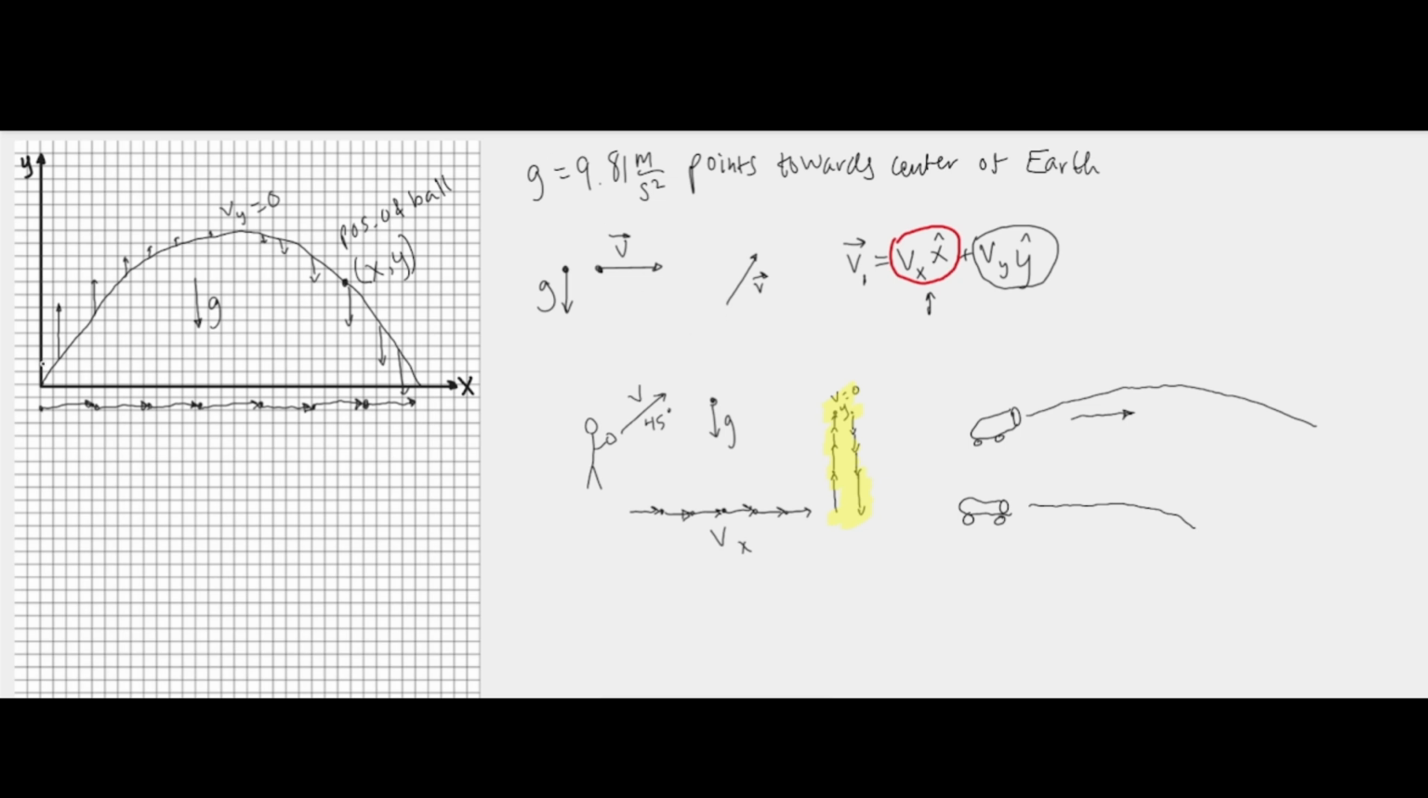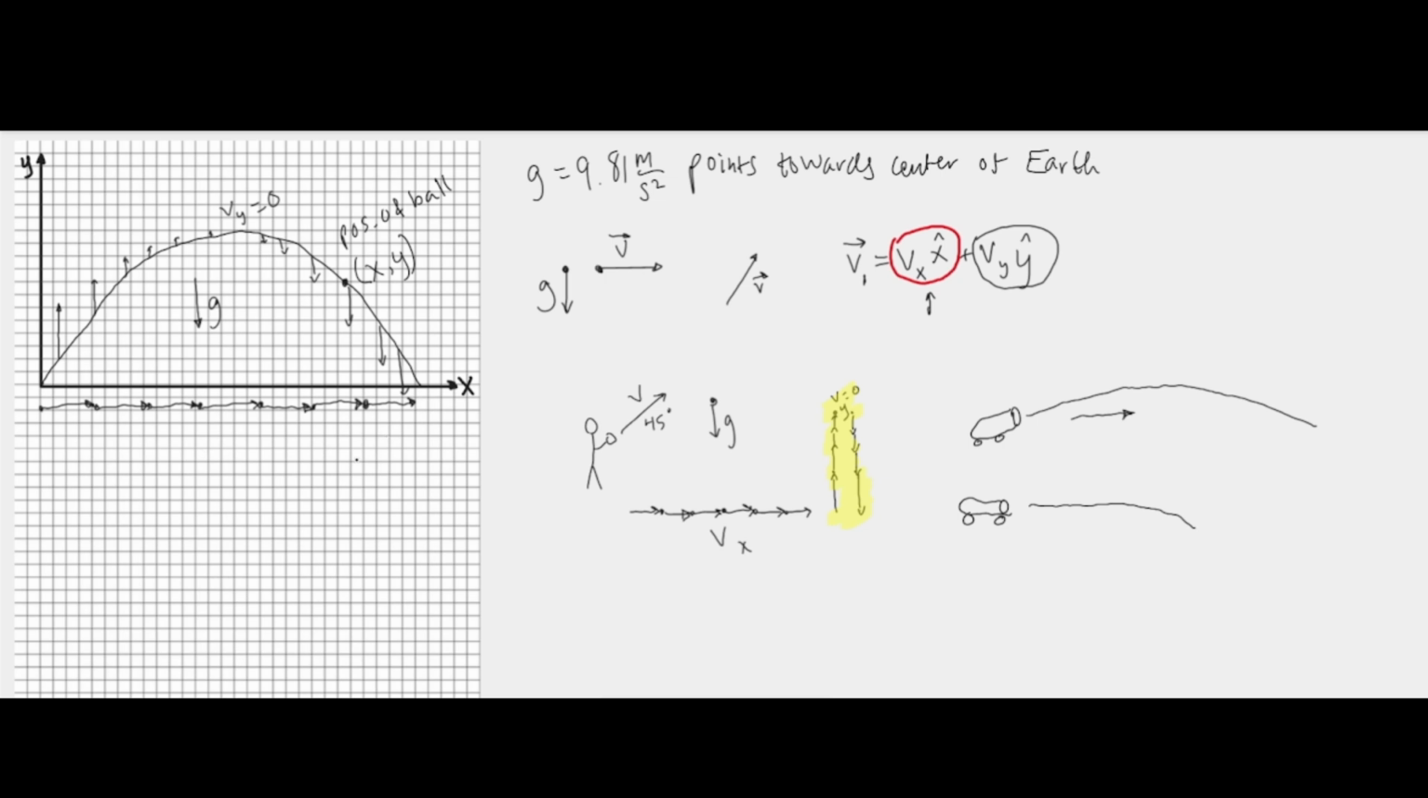So, to recap, the horizontal velocity is the same throughout the entire path of the object. It doesn't matter if it's a basketball, it doesn't matter if it's a cannonball, it doesn't matter if it's a golf ball. Anything moving through the air has the same horizontal velocity in the beginning and the end.